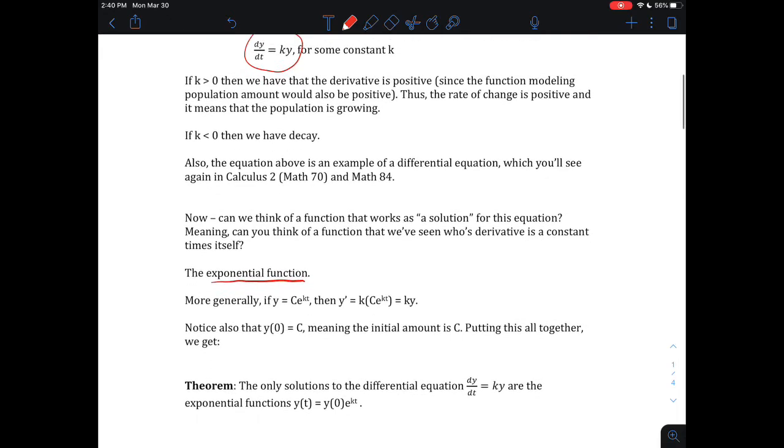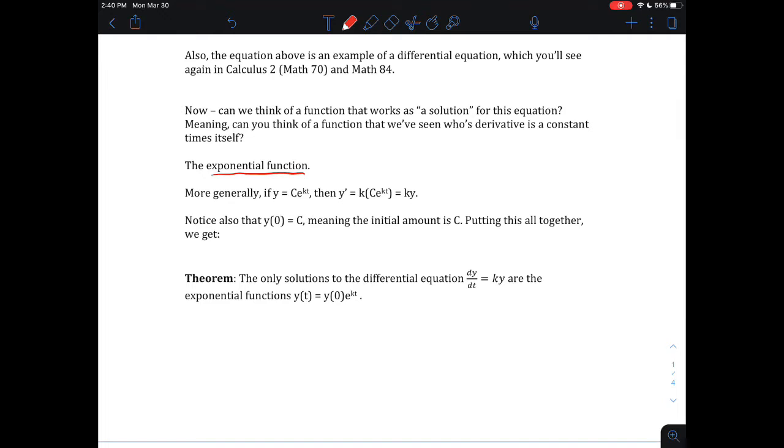For example, if we say that y is equal to c times e to the kt, then by the chain rule, the derivative y prime is equal to k times c times e to the kt, which just ends up being k, the constant of proportionality, times the original function y. Notice also that if we put 0 in for t, then y of 0 is just that constant capital C, meaning the initial amount is c.